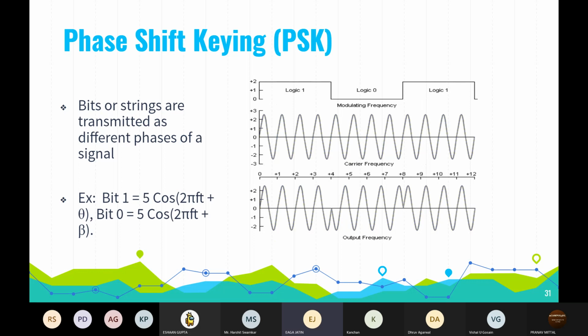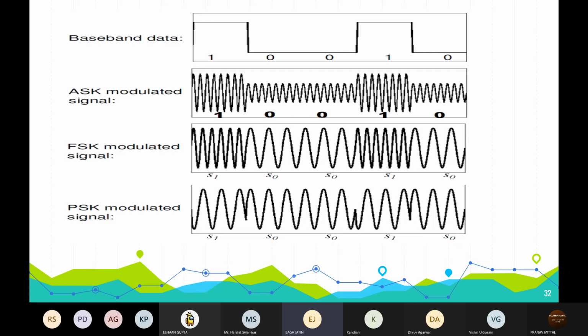Before we look into other modulation techniques, we'll once again see the three modulation techniques we have discussed: ASK, FSK, and PSK, and how the waveforms are modulated through these three methods.